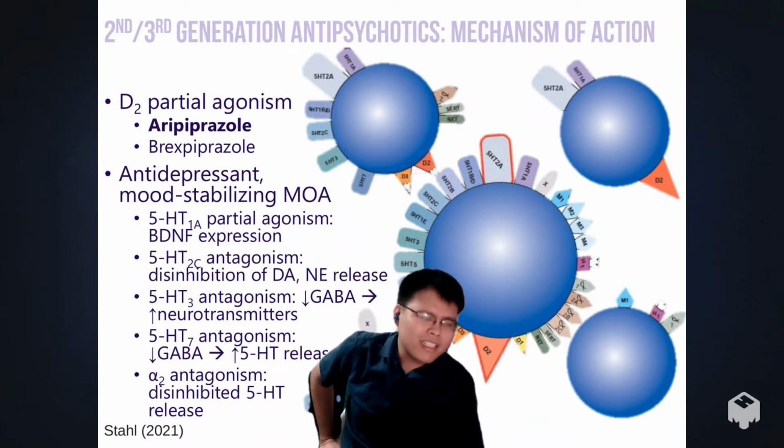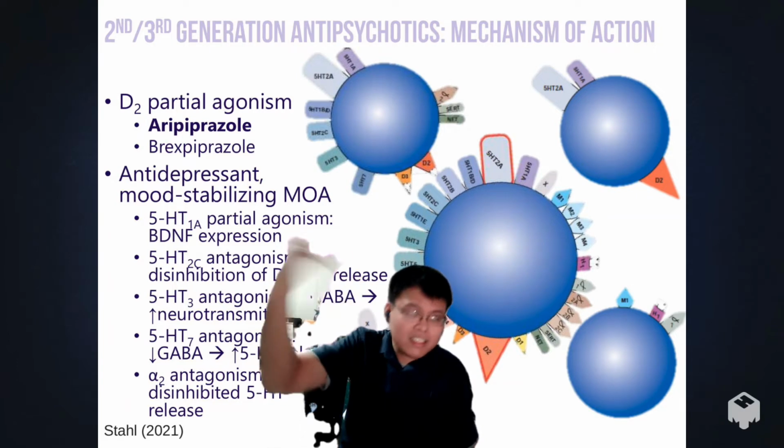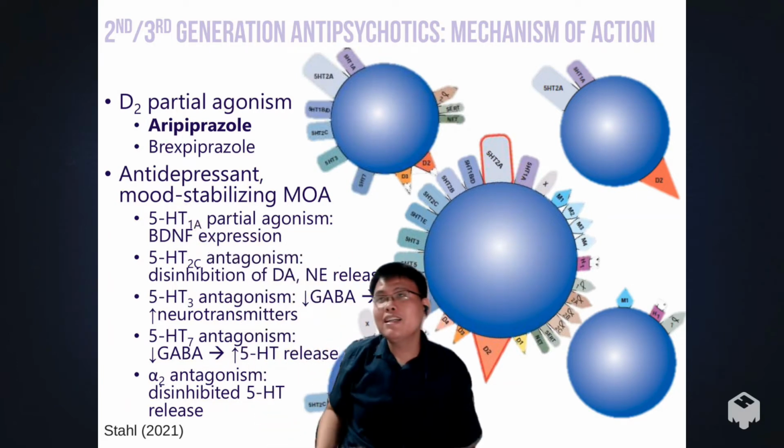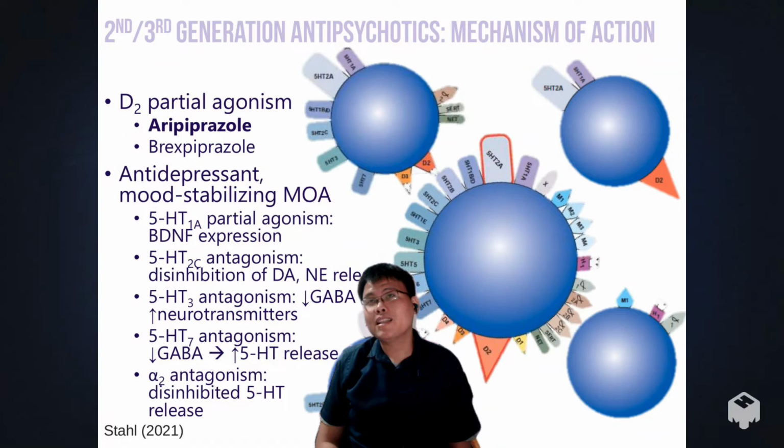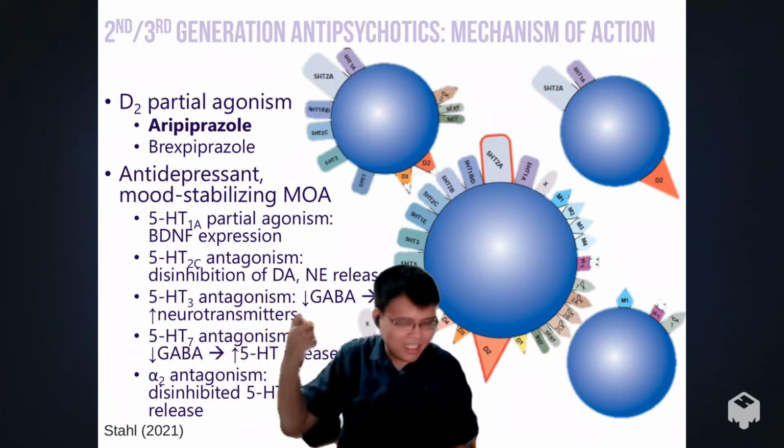So again, we only need 60% D2 blockade. So if you can bring that from 80 down to 60, even in the nucleus accumbens, that will lead to less secondary negative symptoms. Take note, this is not primary negative symptoms. All of these receptors here can only improve secondary negative symptoms.